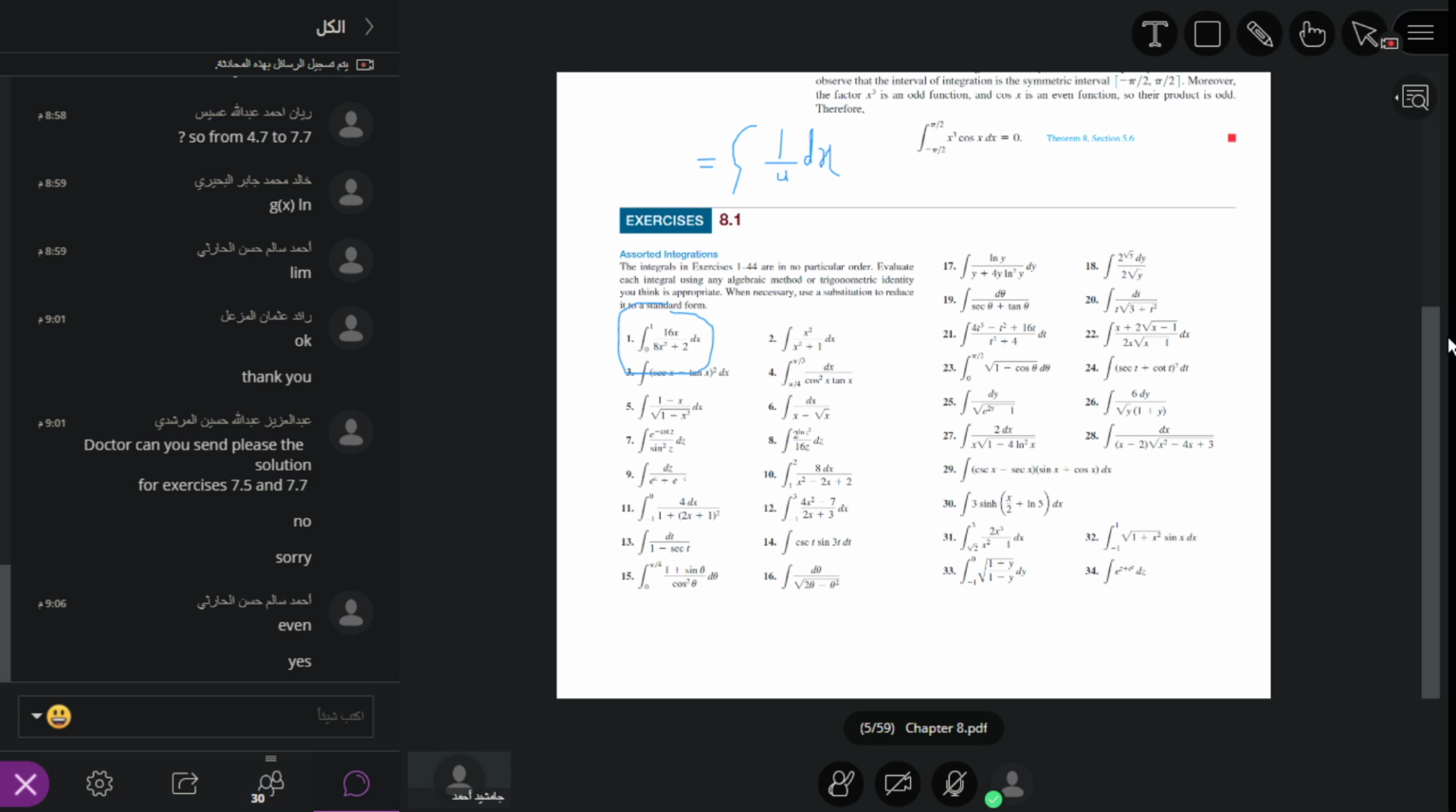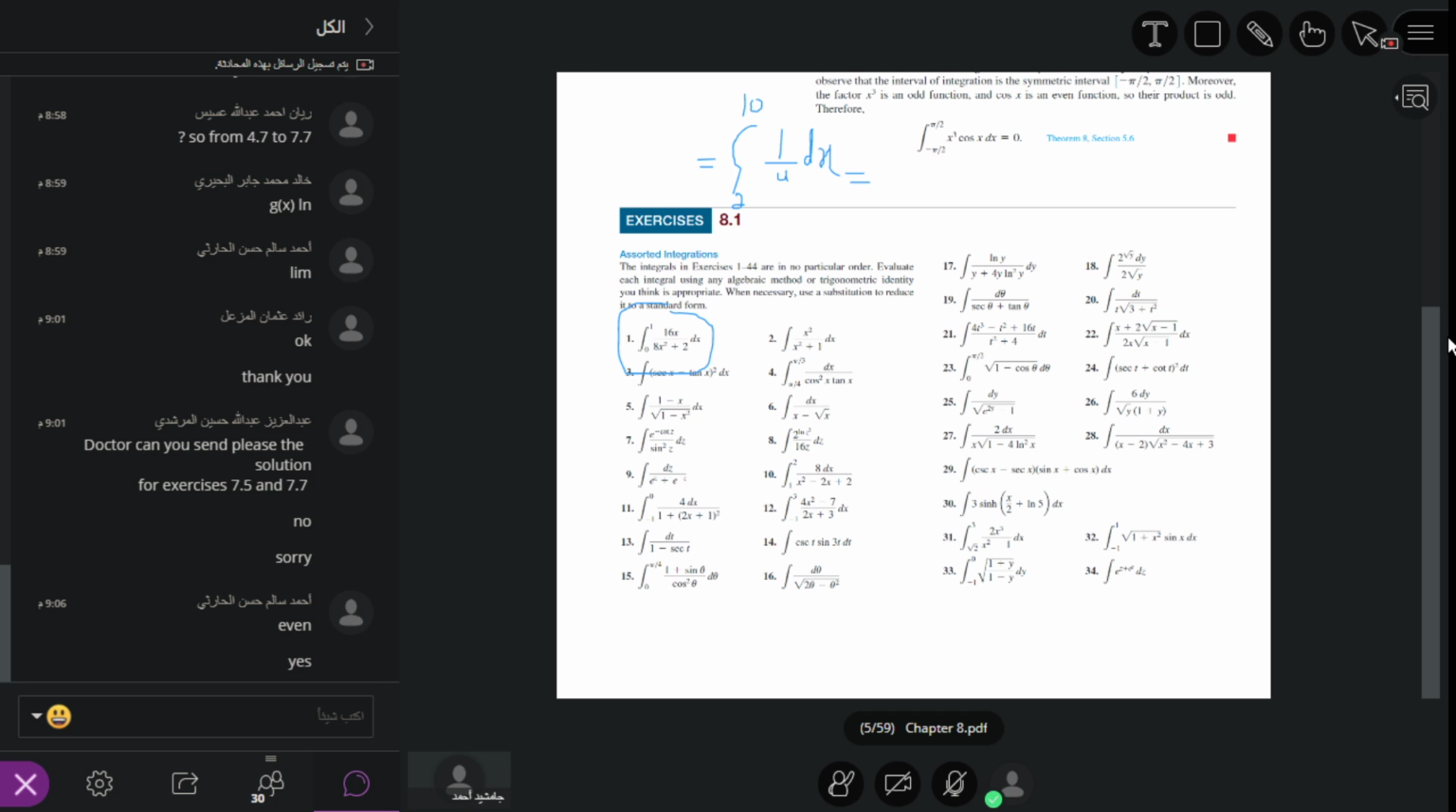What is the lower limit? When x is 0, u is equal to 8 times 0 squared plus 2, so we get 2. If we put the upper limit, 8 into 1 square is 8, 8 plus 2 is 10. So the upper limit will become 10.